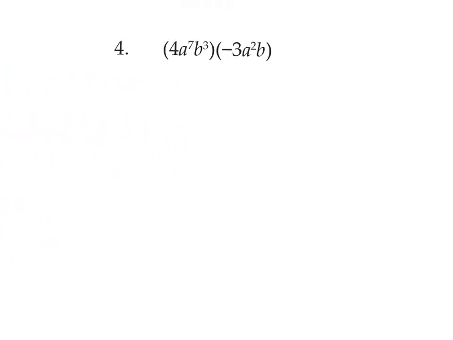On number 4, there are a lot of bases here, but you can recognize that this is all multiply, so it doesn't matter if we rearrange all these bases. So that's exactly how we're going to start. We're going to put the coefficients, the 4 and the negative 3, here in the front. So we'll have 4 times -3, and all I did was move them both to the front. And then I'm going to put the a's behind that.